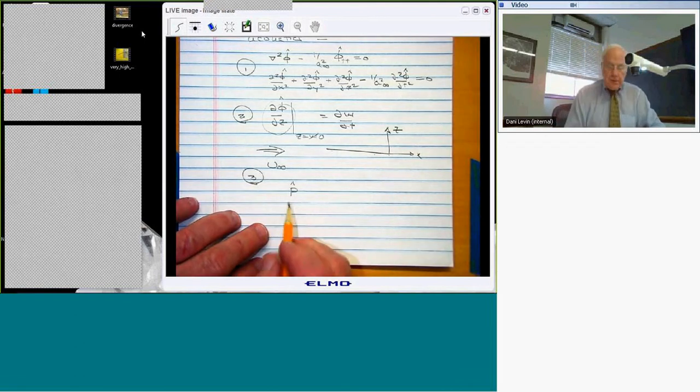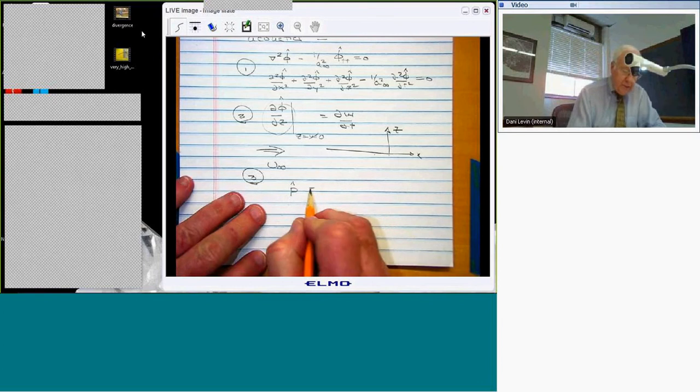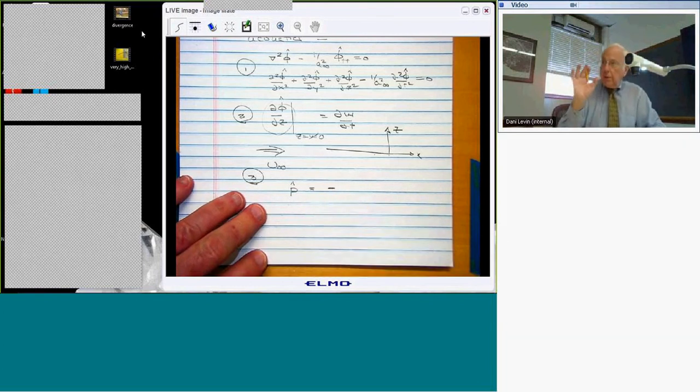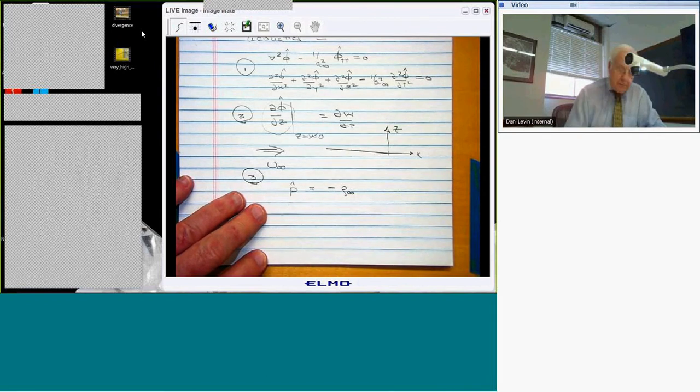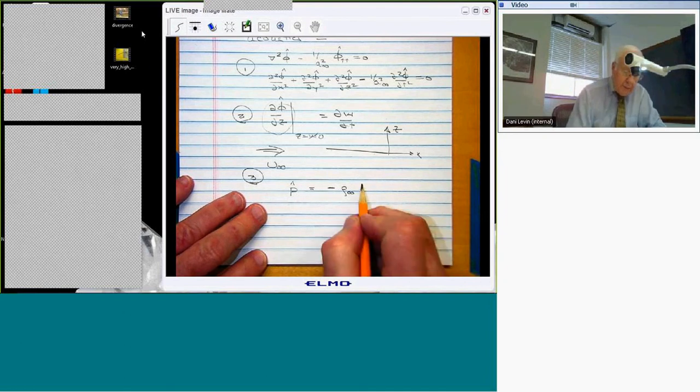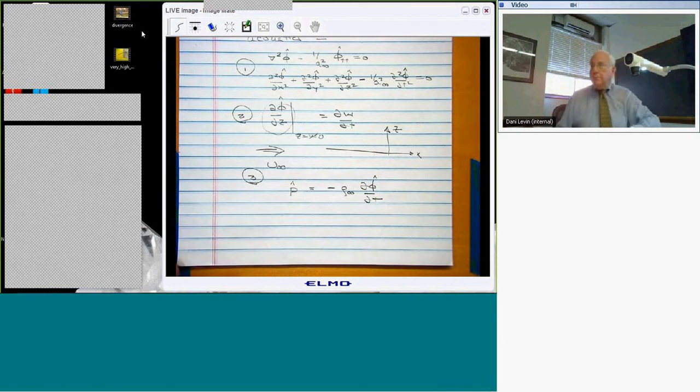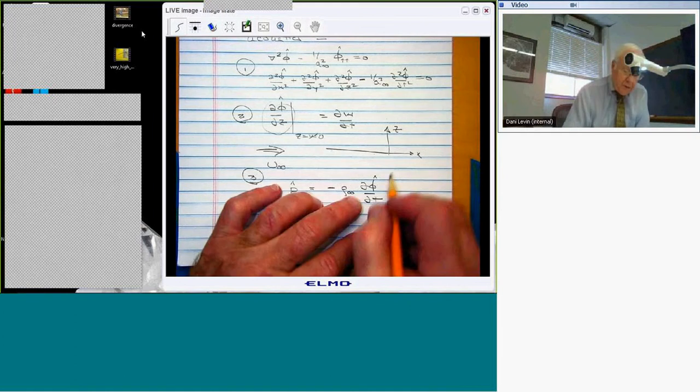Anyway, this is the perturbation pressure, and it's equal to, to a classical linear approximation, minus the density of the flow, the mean density, this is not the perturbation, the mean density, times d phi hat dt. This is a form of Bernoulli's equation.